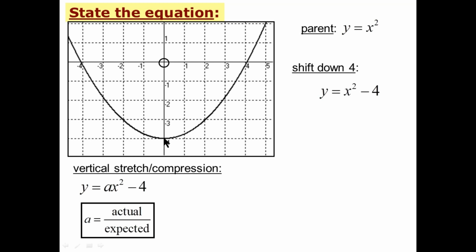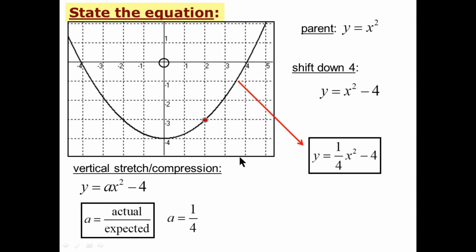Now let me explain this. Since this is a parabola, and I'm pretending that this is the origin, if I displace 2 to the right, I would expect that I would go up 2 squared, which is 4. So I would expect to go up 1, 2, 3, 4. But I don't go up 4. I only go up 1. So actually went up 1 when I expected to go up 4. So actual is 1 and expected was 4 for this point. So actual over expected is 1 over 4, and that's a. A is always actual over expected.